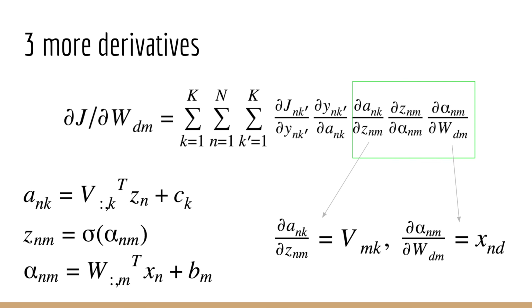At this point, we have 3 derivatives to solve. Luckily, these are not very difficult since we've done them all before, well, for the most part. The derivatives of the activations are simple because they are just linear terms. So the derivative of a_nk with respect to z_nm is just v_mk, and the derivative of alpha_nm with respect to w_dm is just x_nd.